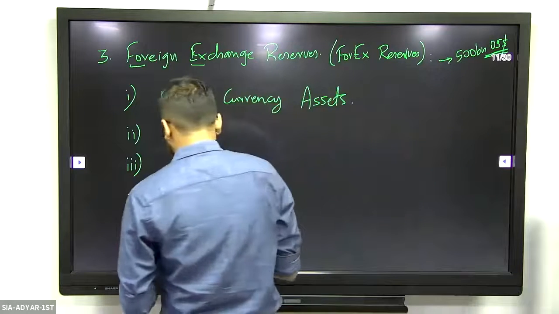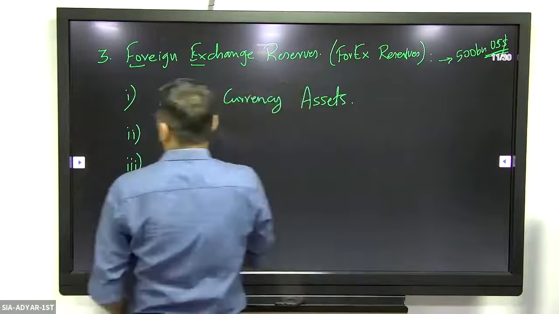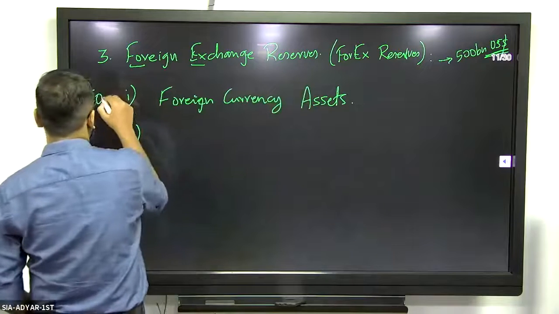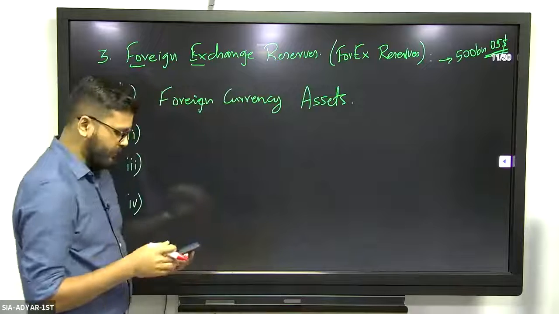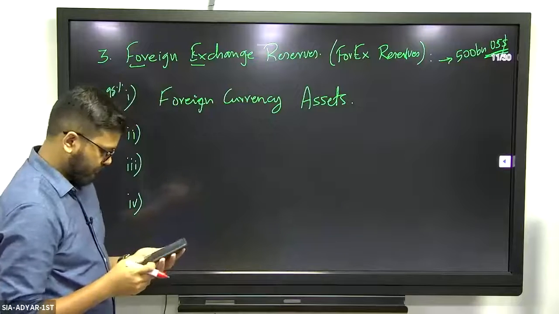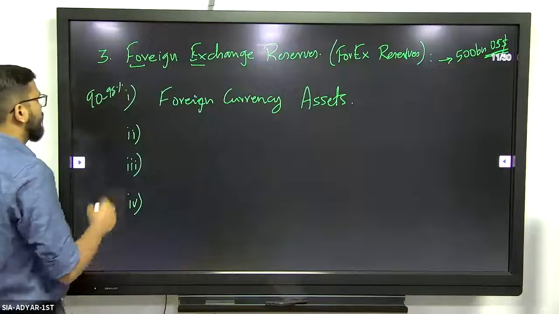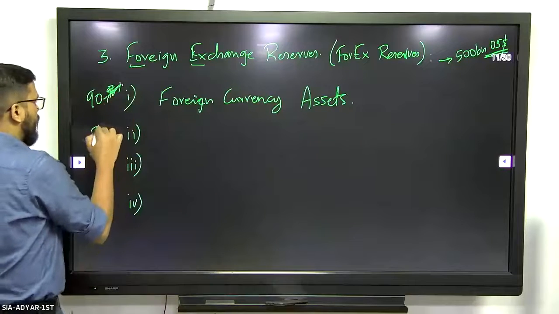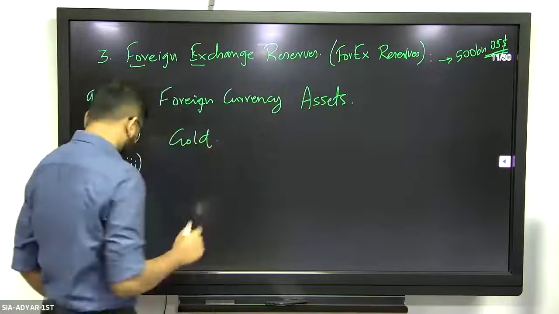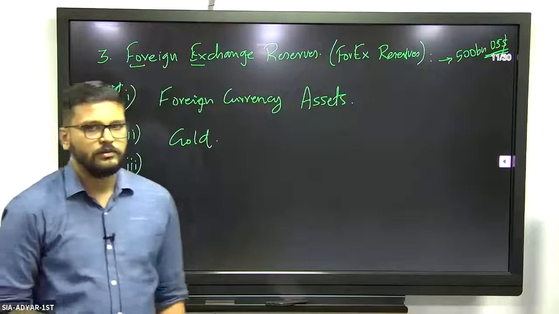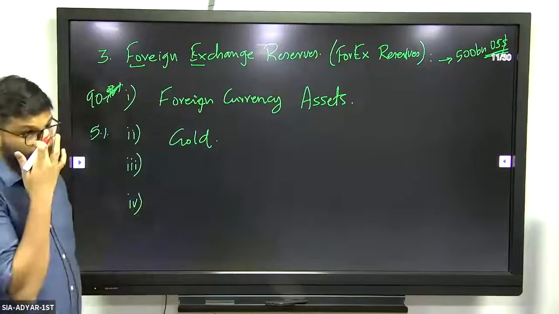All right. So that is foreign currency assets. It contributes to around 90 to 95% of our forex reserves, in the form of foreign currency assets. About 5% of our forex reserves is in the form of gold.